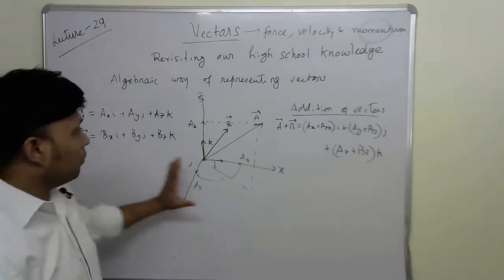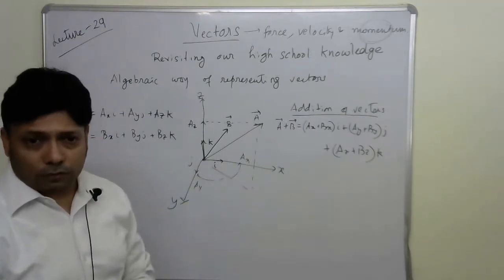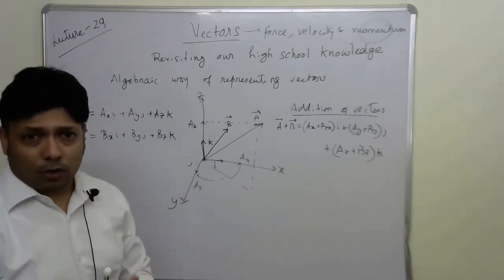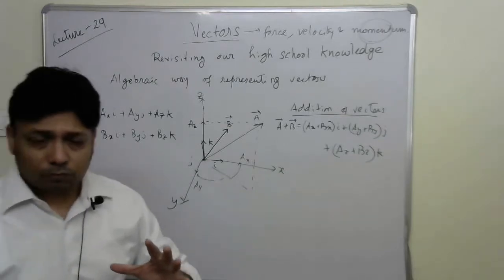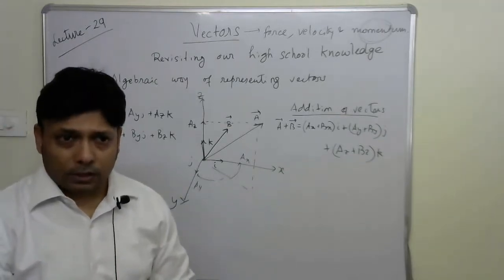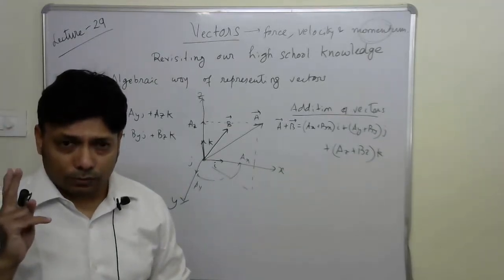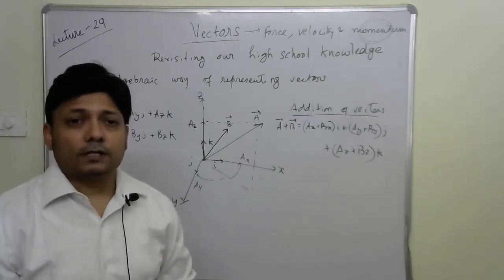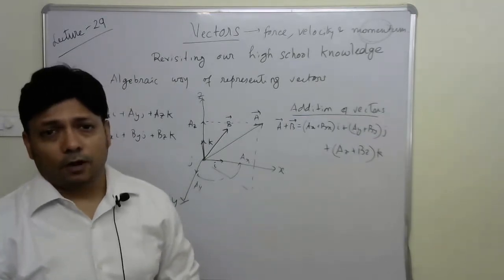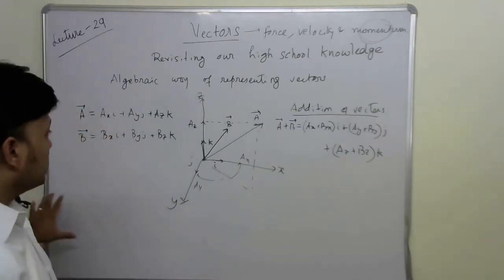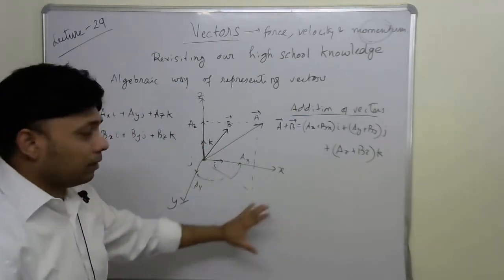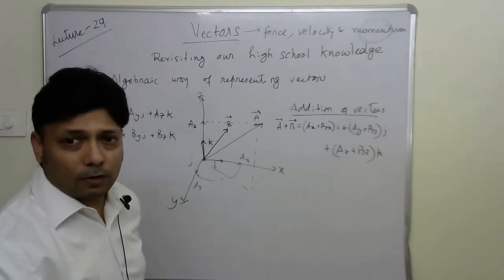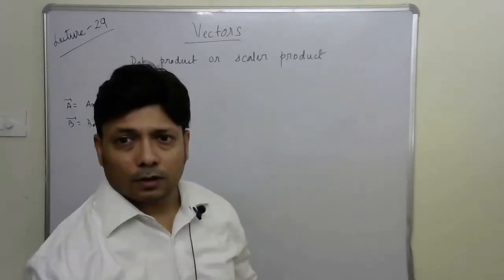So very quickly, we now proceed to the multiplication of vectors. In multiplication of vectors, there are two ways where you can multiply the vectors. That means the definition of the vector products are of two types. One is the scalar product and another is the vector product. So let's quickly refresh our memories about the scalar product and the vector product.